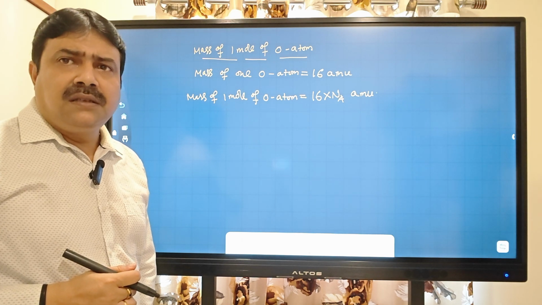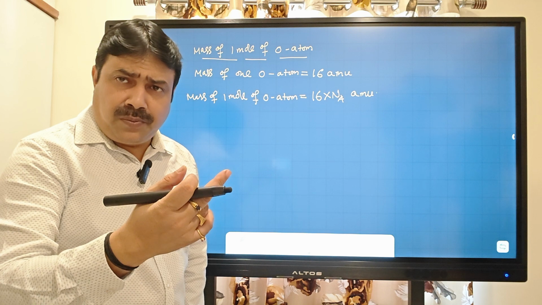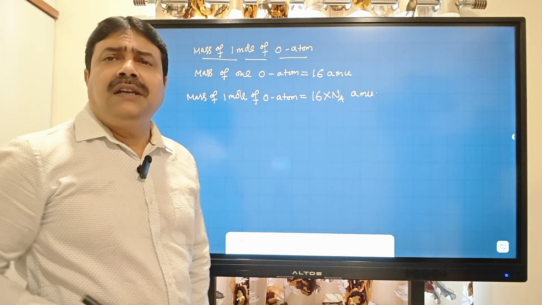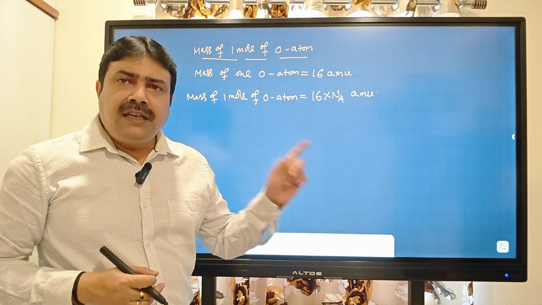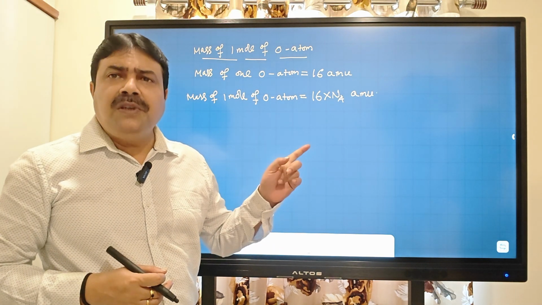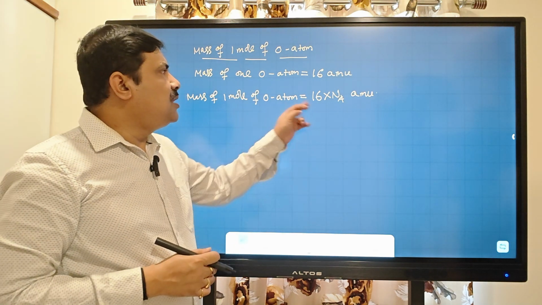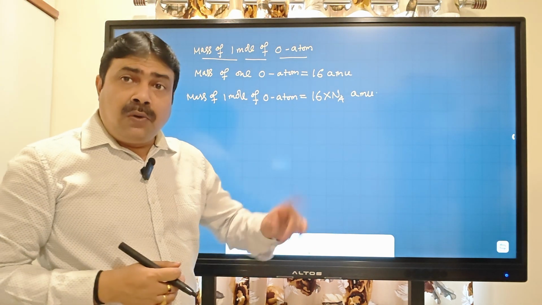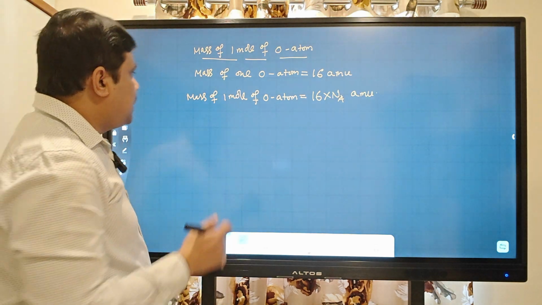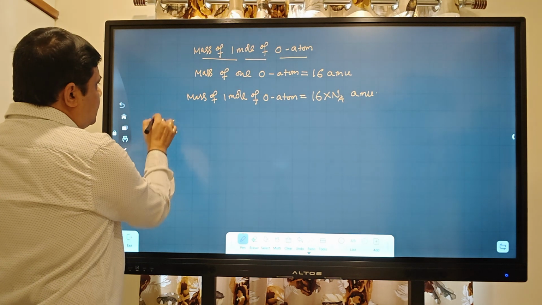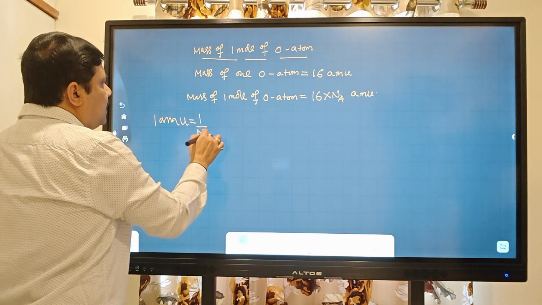Simple logic: if 1 apple price is 10 rupees, then 10 apples price is 10 into 10, 100 rupees. Same logic: one oxygen atom mass is 16 AMU, and Na number of oxygen atoms, because 1 mole means Na number of atoms. So 1 mole of oxygen atoms mass is nothing but 16 into Na AMU. Now I want to convert this AMU to grams. With the conversion factor we discussed, 1 AMU is nothing but 1 by Na gram.